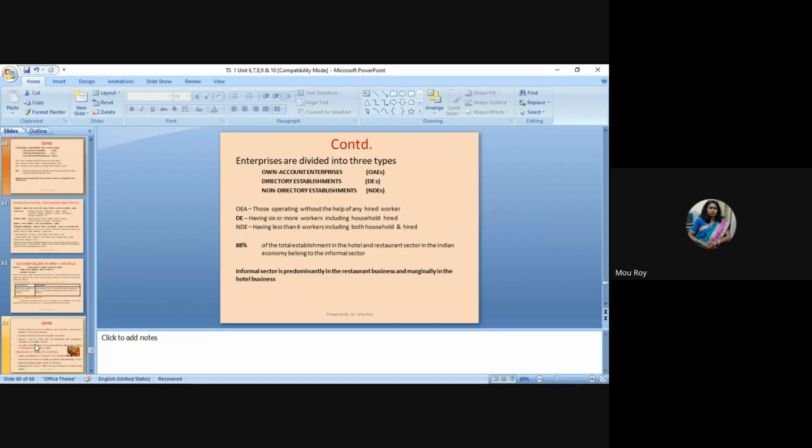Yeah, we have all these enterprises. There are a lot of enterprises: own account enterprises, direct establishments, non-direct establishments. Own account enterprises are those operating without the help of any hired worker. The direct establishments have a minimum of 6 to 10 workers, and in India they have fewer than 6 workers, including both household and hired hands. So these are small establishments which small organizations keep. They are usually known as the informal sector.